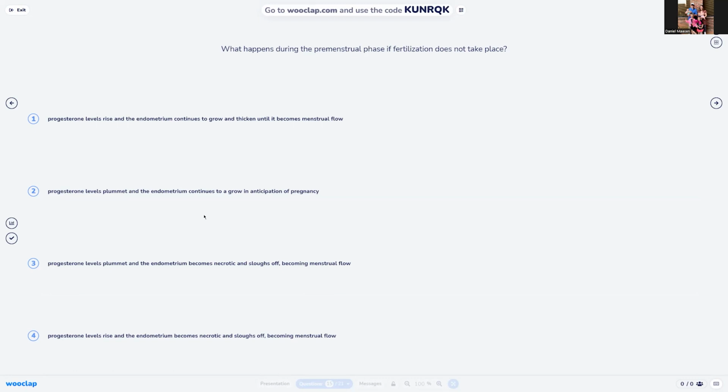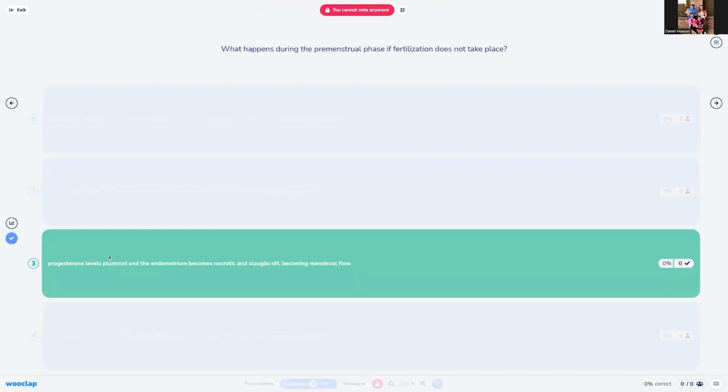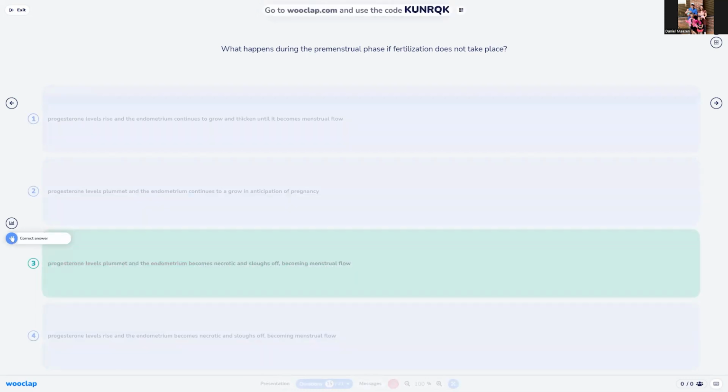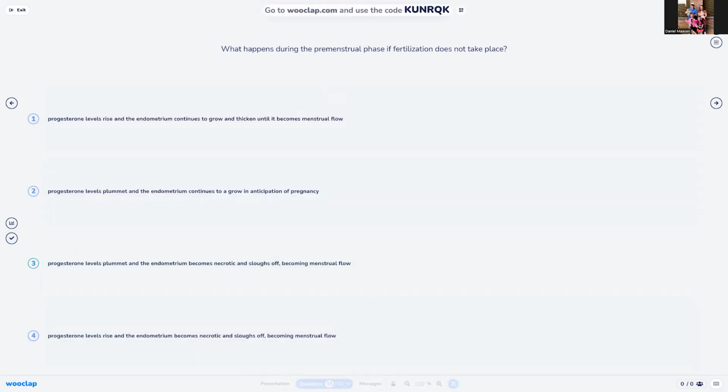So I'll give you time to pause it so you can think about it, because I'm not going to pause it for you. So just pause. Give a second to think about it. Again, in the premenstrual phase. Okay. So this is kind of like premenstrual phase into menstrual phase right here, right? Menstrual phase is starting, okay? That's the correct answer. All right.